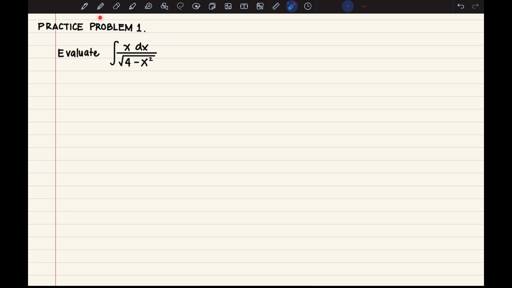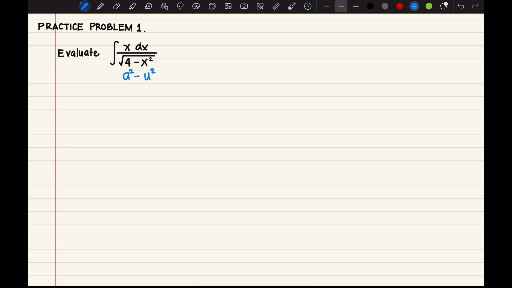Okay, so let us now start to answer practice problem number 1. You have evaluate the integral of x dx all over square root of 4 minus x squared. Now at first observation, we can see 4 minus x squared. So we have 4 as a perfect square constant minus x squared, which is a perfect square function of x. And taking a as the constant and u as the function of x, we can conclude that this is your a squared. And then we have minus, we have yung u squared.